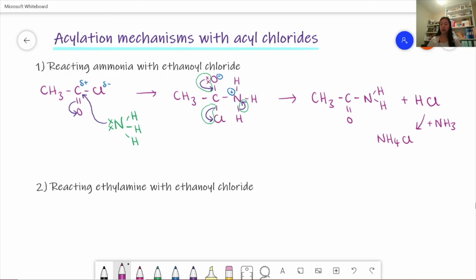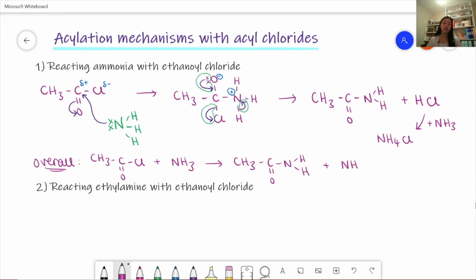And so overall what we have is that CH3 C double bond O Cl, so ethanoyl chloride, added with ammonia, goes to form this amide, CH3C double bond O, and then NH2, and also NH4Cl. So the amide that we formed is ethanamide because we have two carbons.